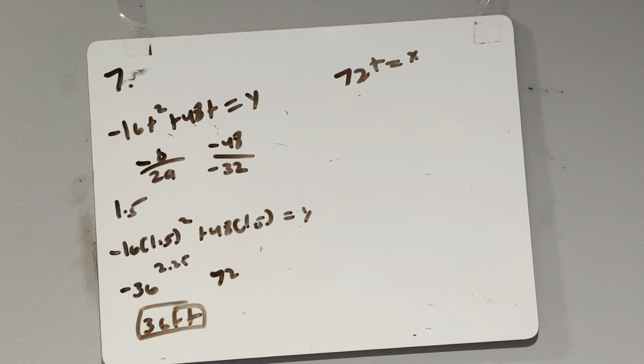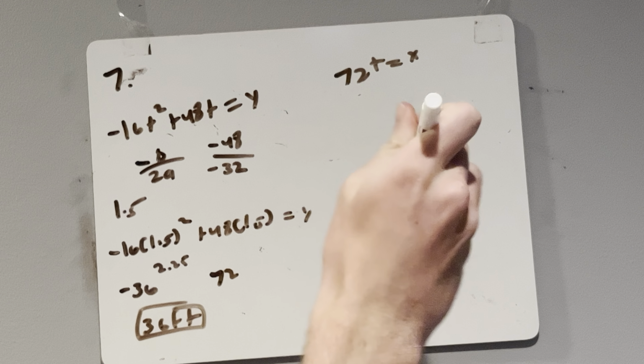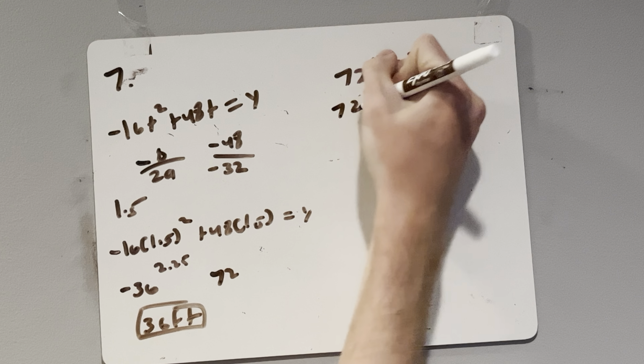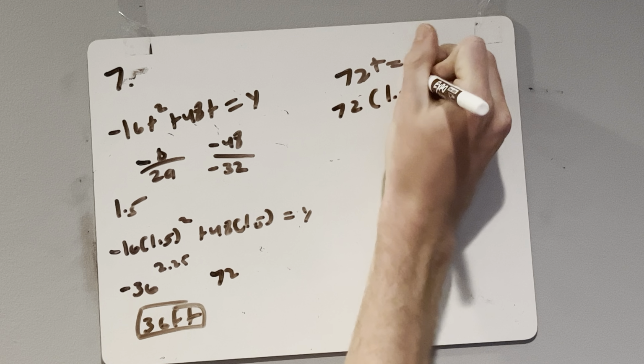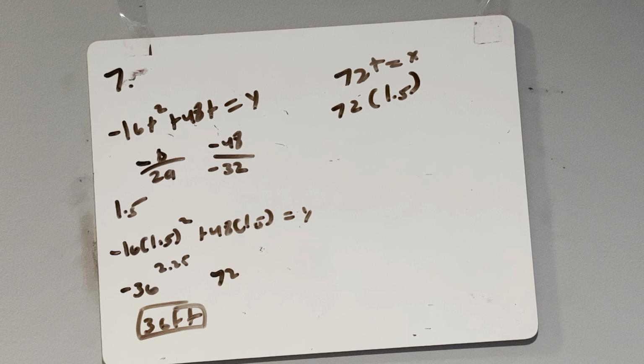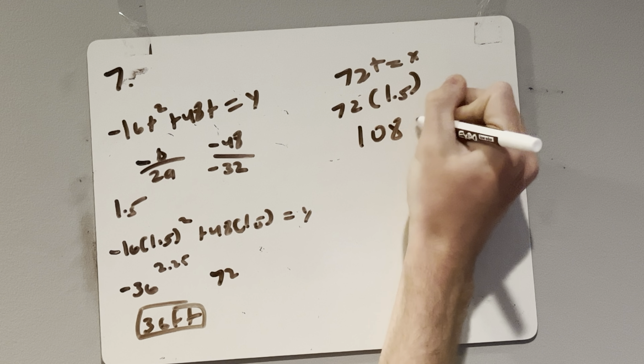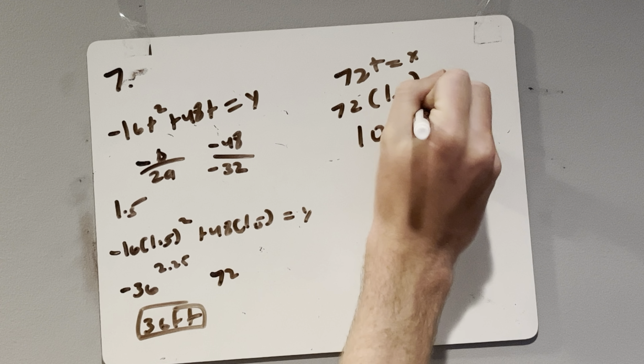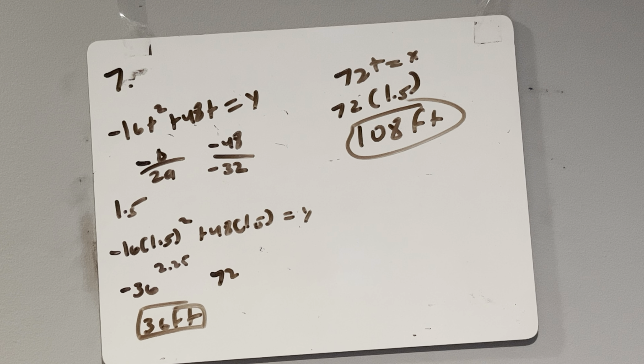But the second part of this problem is asking, when the ball is at 36 feet, how far has it traveled horizontally? And we are using this in terms of seconds. So if the ball is at its highest at 1.5 seconds, we'll plug that same time value into 72t. So 72 times 1.5 will give us our horizontal distance. 72 times 1.5 is 108, which is our final answer for this first part.